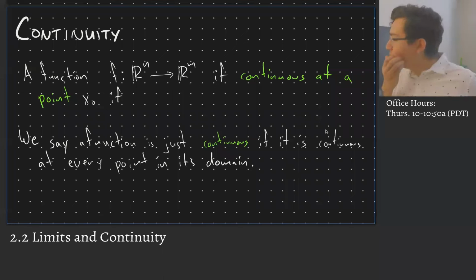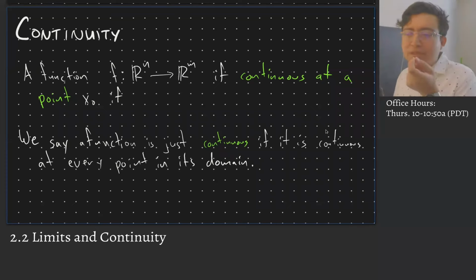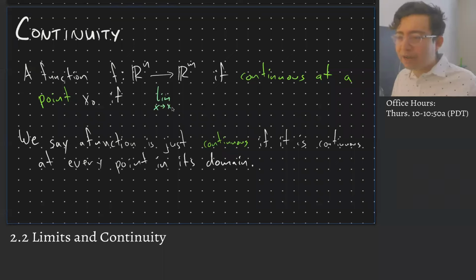So how do we know if a function is continuous? Well, we first talk about being continuous at a specific point. Remember, x naught is a point in n-dimensional space. We take the limit as x approaches that point of the function, and that should be the same as just plugging into the function.